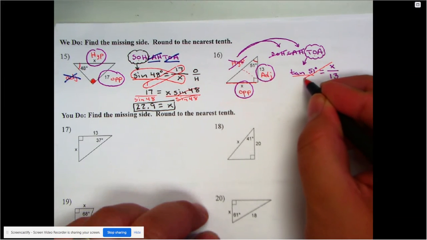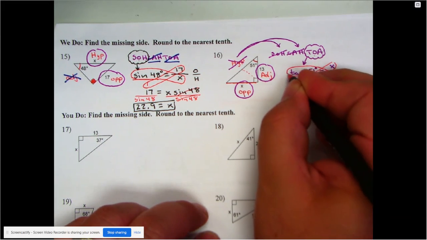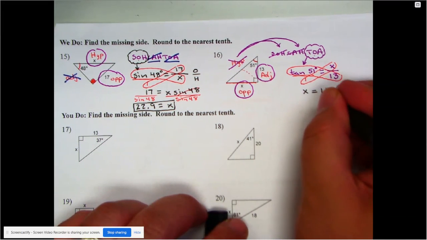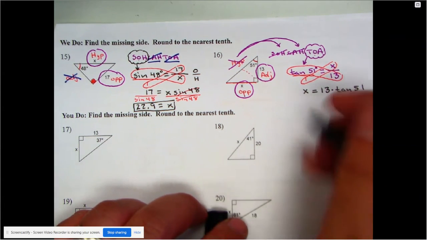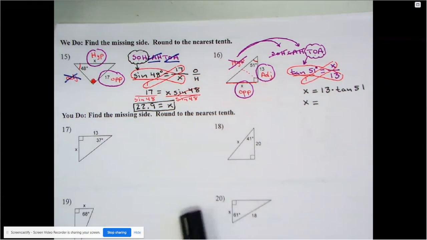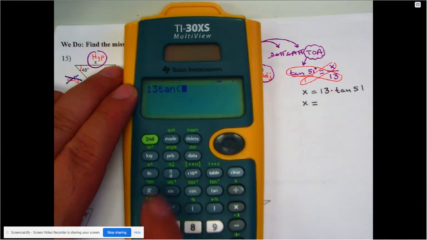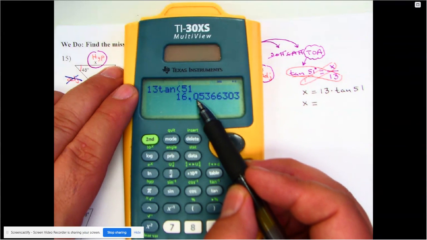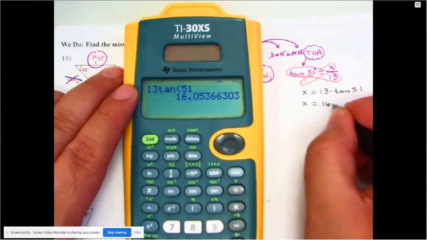So when we cross multiply, 1 times x, well, that's just x. And then when I cross multiply this, 13 times tangent of 51. Remember, don't multiply the 13 and the 51. No, write it. 13 times tangent of 51. And this is exactly how we type it into the calculator. Get that Desmos scientific calculator going. Here's one very similar to it. So it says 13 times tangent of 51. Now my answer is either 16.0 or 16.1. Well, because it's a 5, we're going with 16.1.